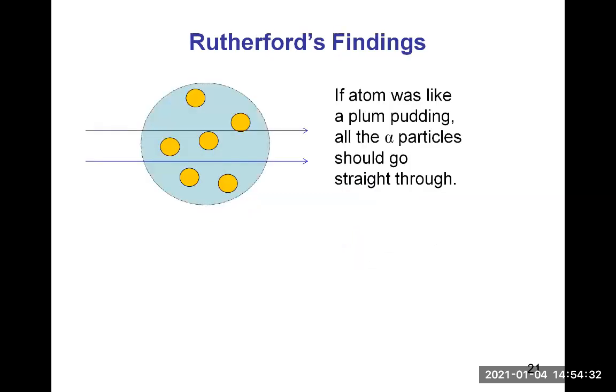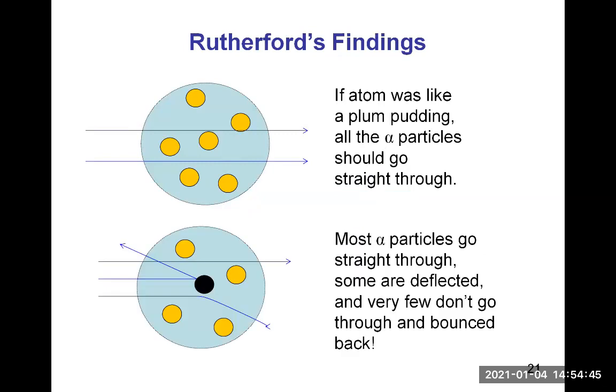So if the atom was like the plum pudding model that Thomson suggested, all the alpha particles should go straight through all the atoms. But what you observed is actually that most of the alpha particles went straight through. Some were deflected at large angles, and very few didn't even go through and were bounced back. So that suggests a nuclear model of the atom.